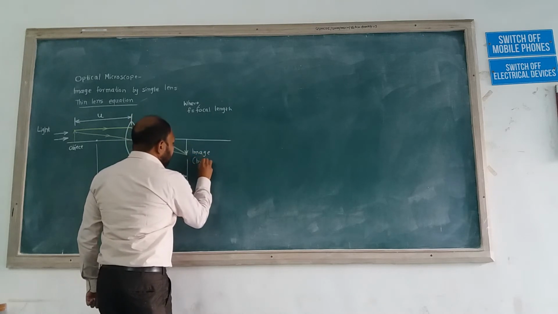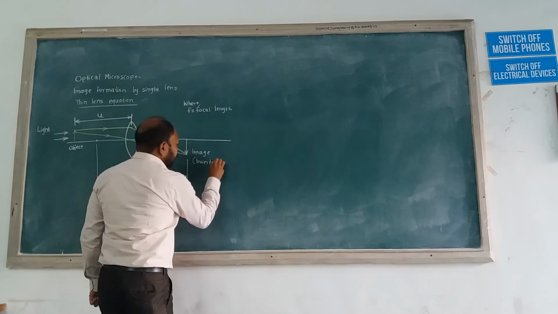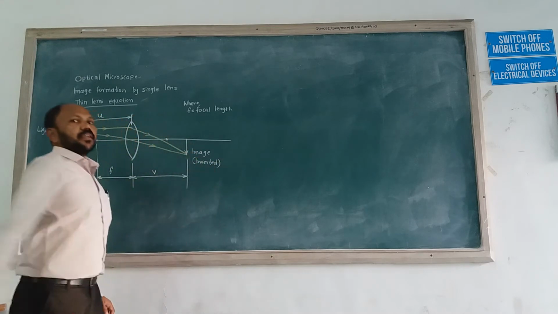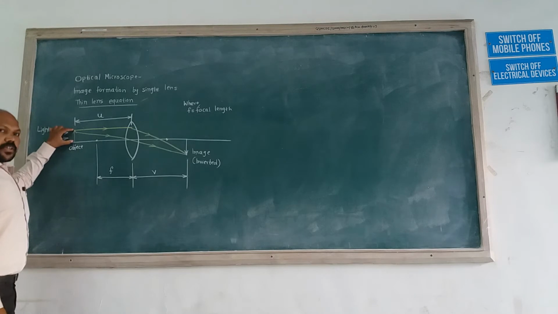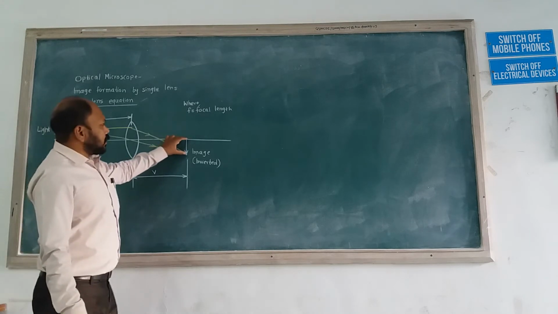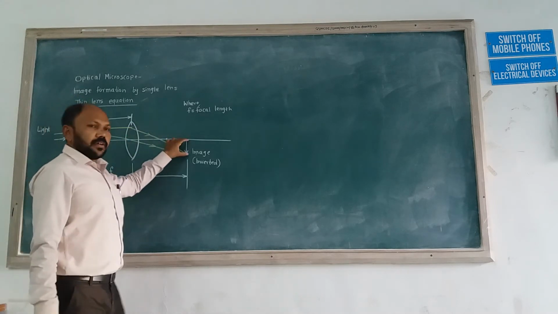and that image is inverted. This is the inverted image. So this is the actual object, and we get the image of this object here.